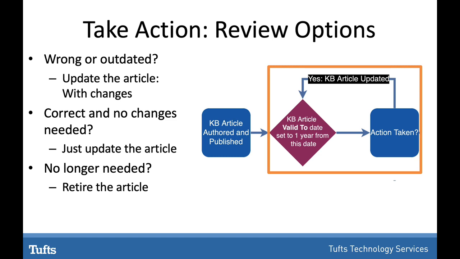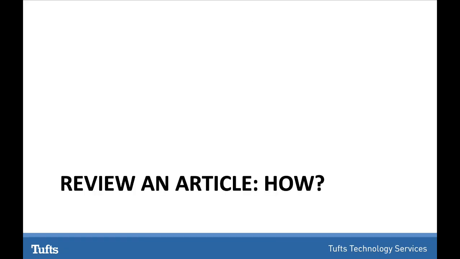There are 3 options when reviewing the article. If the article is wrong or outdated, edit the article and make the changes you need to. If the article is correct and no changes are needed, you can still go in and update it without making any changes at all. If the article is no longer needed, maybe because it's on a software we don't use anymore, or for some other reason, you can just retire the article. Let's look at how to do this.